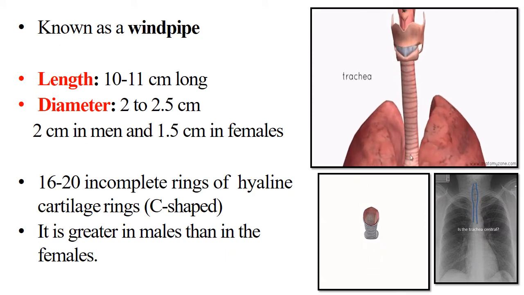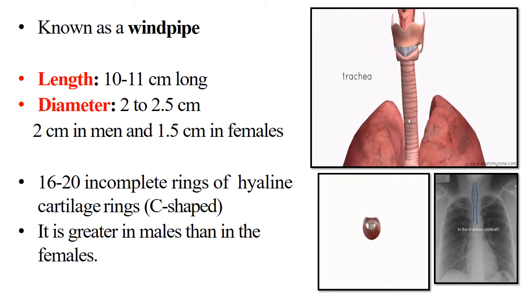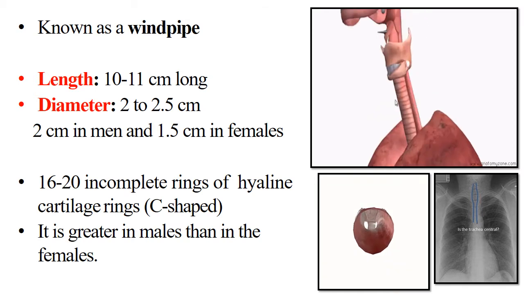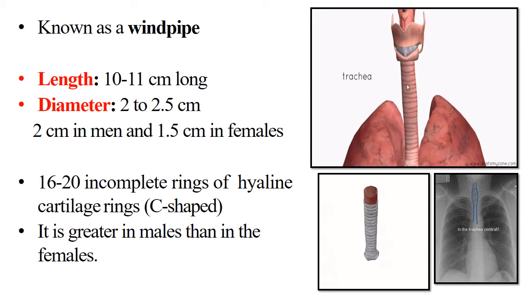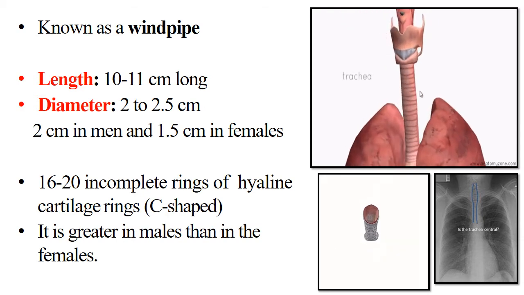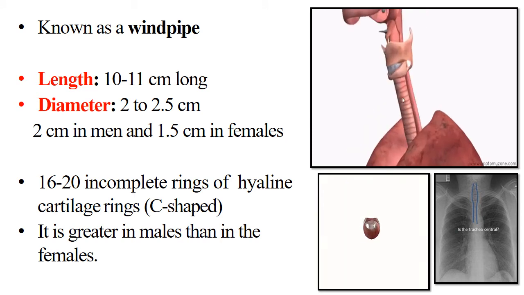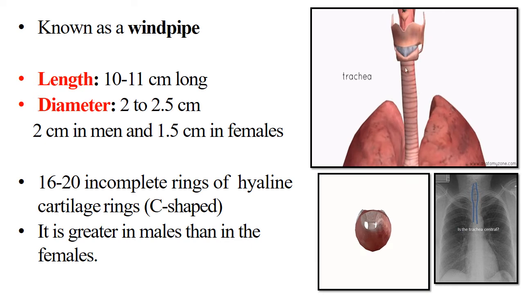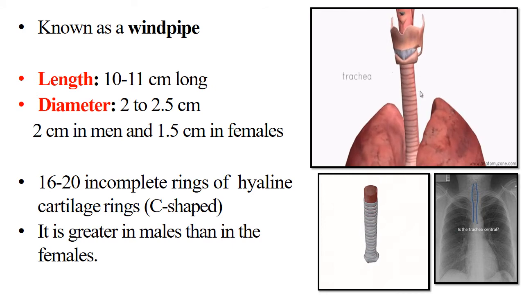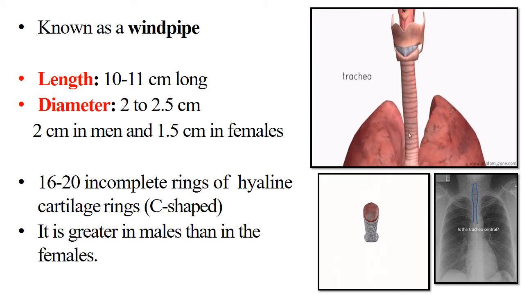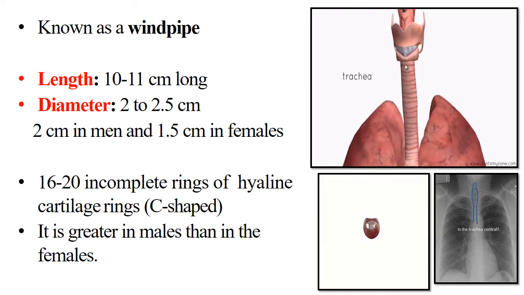Trachea is also known as the windpipe. The length of the trachea is 10 to 11 centimeters. You can see in the figure, this is the trachea. The diameter, as you can see in the second figure, is generally 2 to 2.5 centimeters: 2 centimeters in males as well as 1.5 centimeters in females. Also there are 16 to 20 incomplete rings of hyaline cartilage, that is C-shaped rings, over the trachea. It is also greater in males than in females.